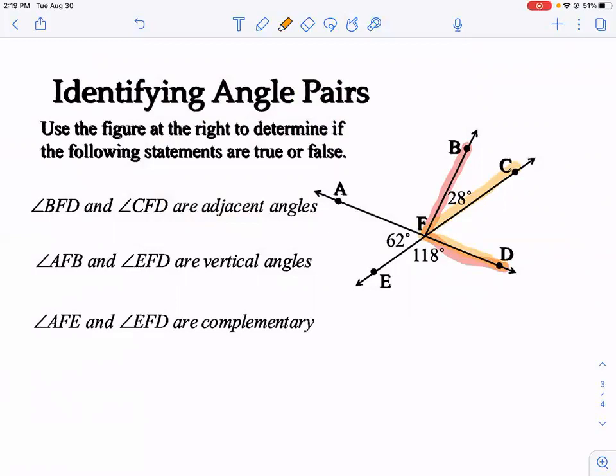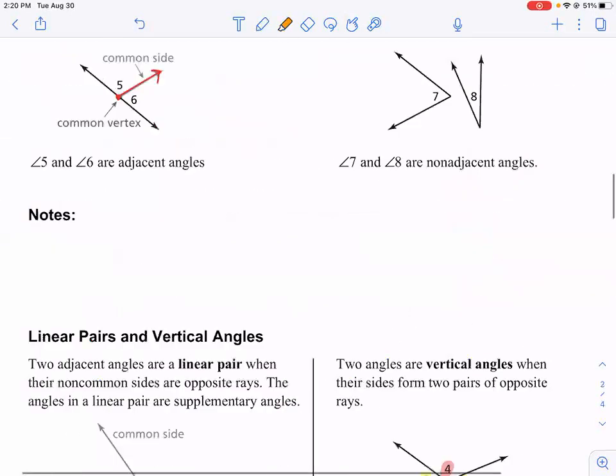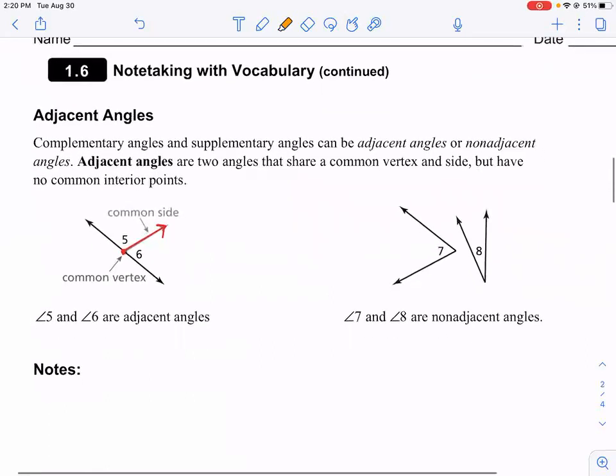Raise your hand for true. Raise your hand for false. Paxton and Addie, why do you say false? Adjacent doesn't mean that. Adjacent means they're next to each other. They share a side, they share FB. Okay, what's true? It says when they share a side but have no common interior points.